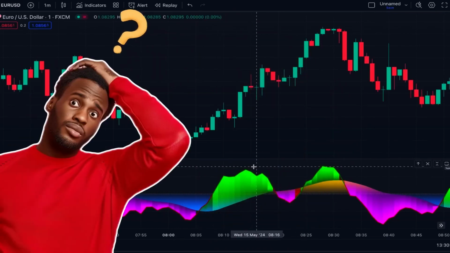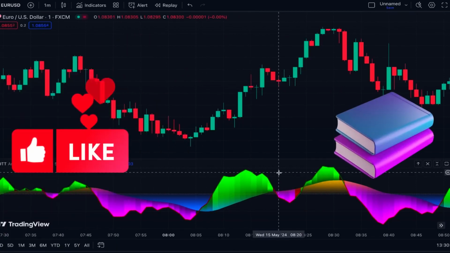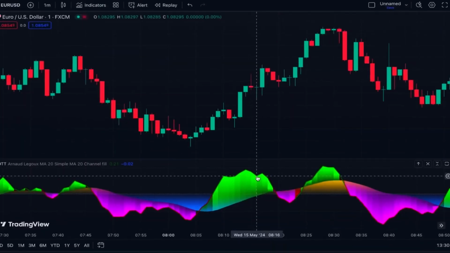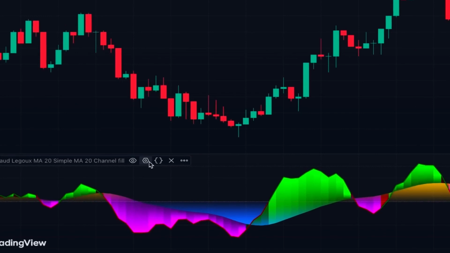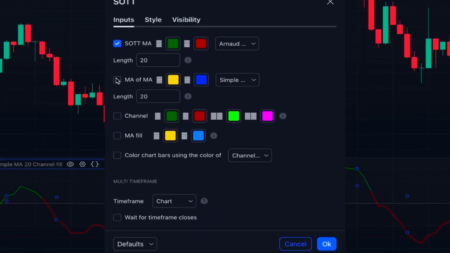At first, it may seem a little confusing because there are different components and colors, but don't worry, I explain all of them now and teach you how you can effectively use this indicator to find the best trading opportunities in the market. First, we go to the settings of the indicator and we remove the colors of background, and we also add MA of MA.